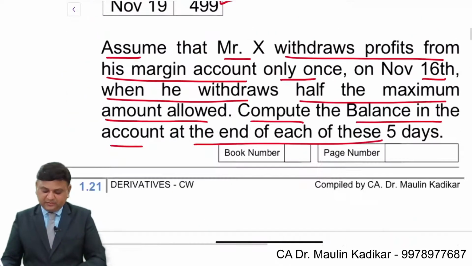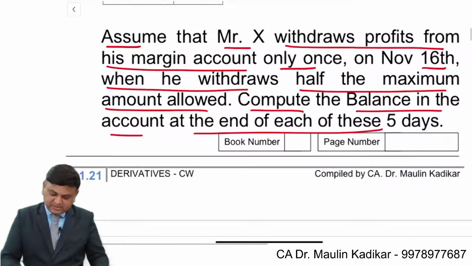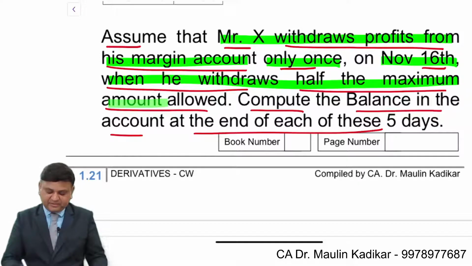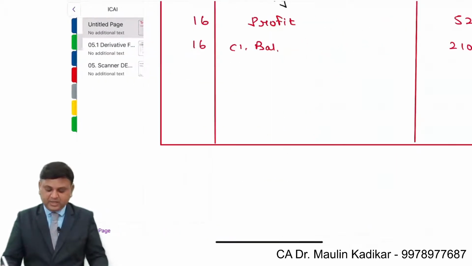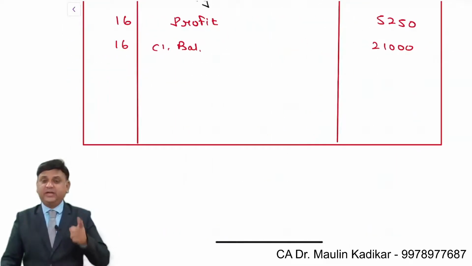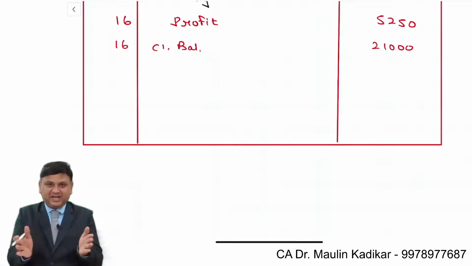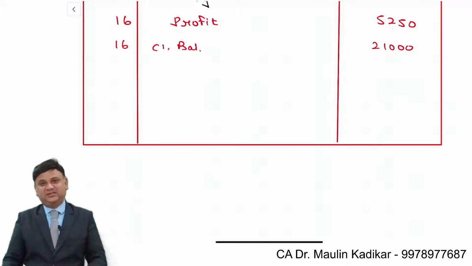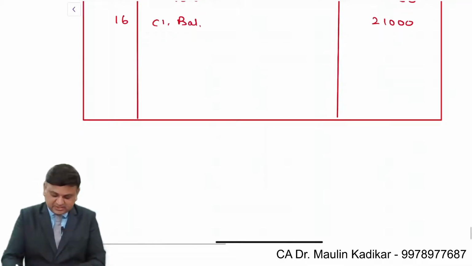The question is providing the information, assuming Mr. X withdraws profit from his margin account only once. When does he withdraw? On 16th of November, when he withdraws half the maximum amount allowed. So at any point of time, the trader will be allowed to withdraw the margin. To what extent can he withdraw? He can withdraw till the time the balance in the margin account goes down to the initial margin.